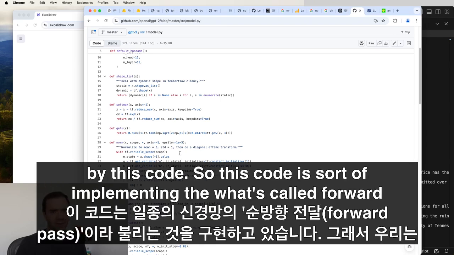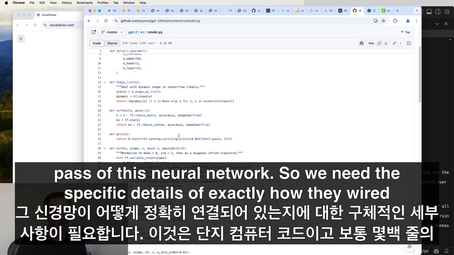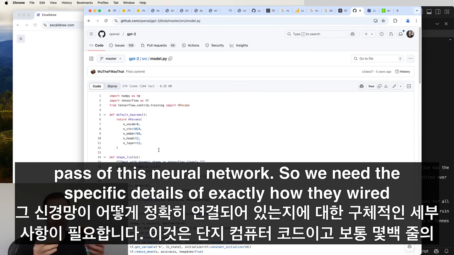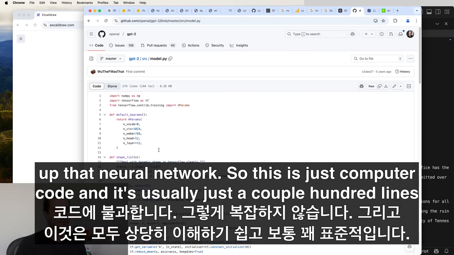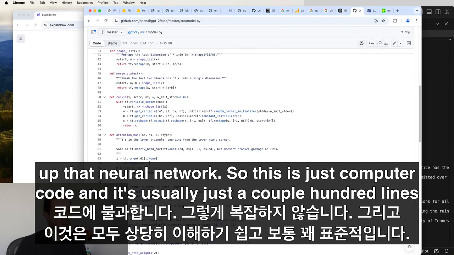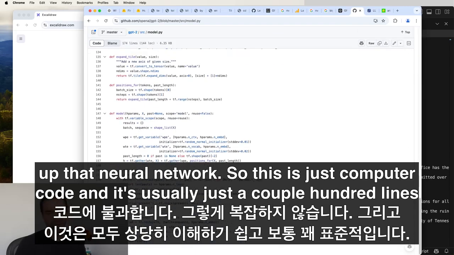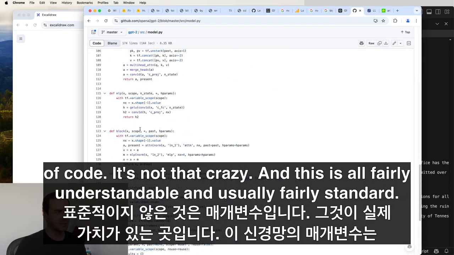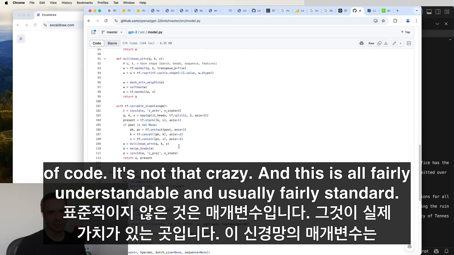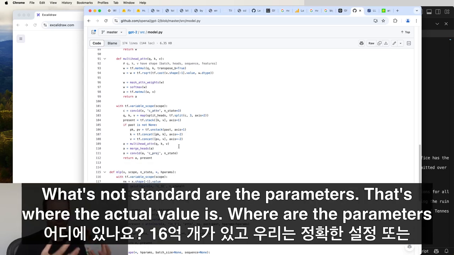So this code is implementing what's called the forward pass of this neural network. We need the specific details of exactly how they wired up that neural network. This is just computer code, usually just a couple hundred lines. It's not that crazy, and it's fairly understandable and usually fairly standard. What's not standard are the parameters. That's where the actual value is.